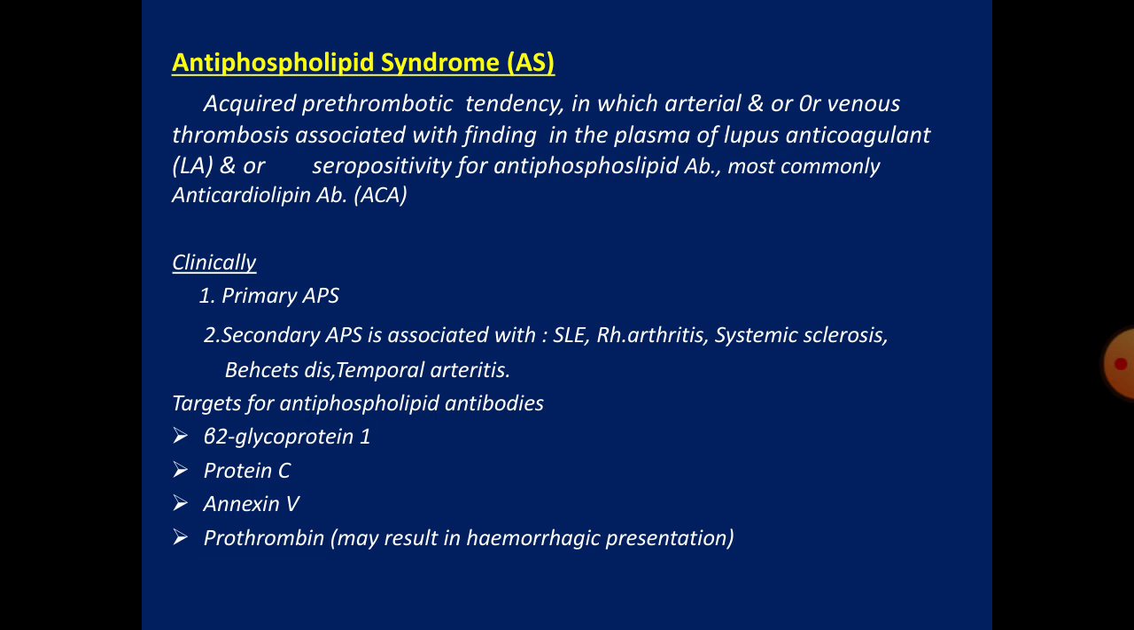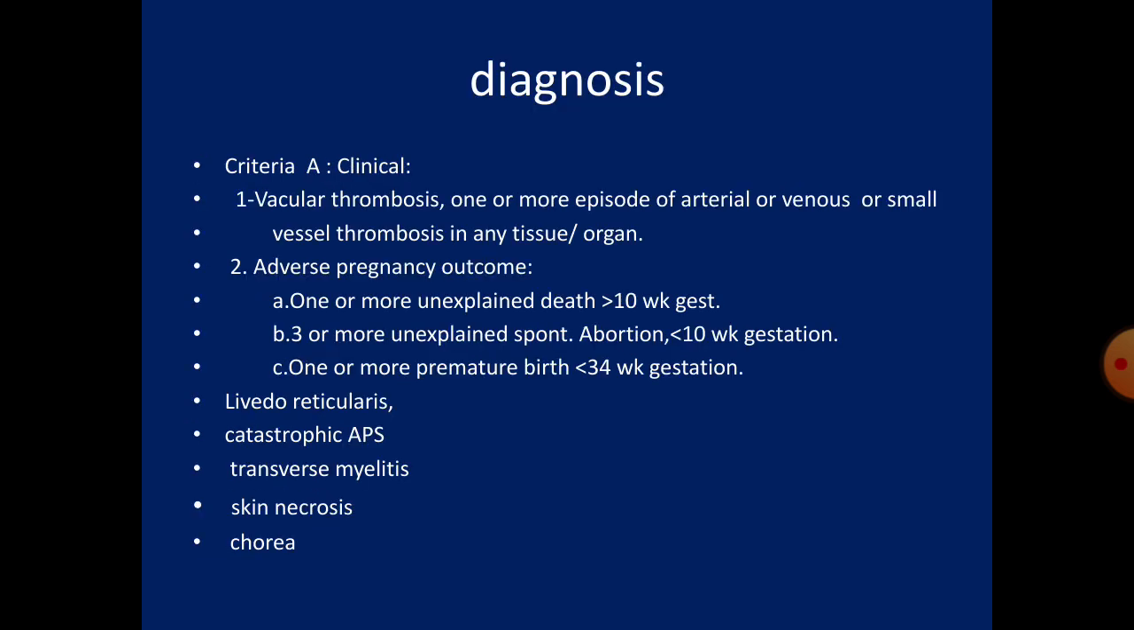The targets for the antiphospholipid antibody are either beta-2 glycoprotein, protein C, annexin V, or prothrombin. So these proteins are the targets of the antibody.